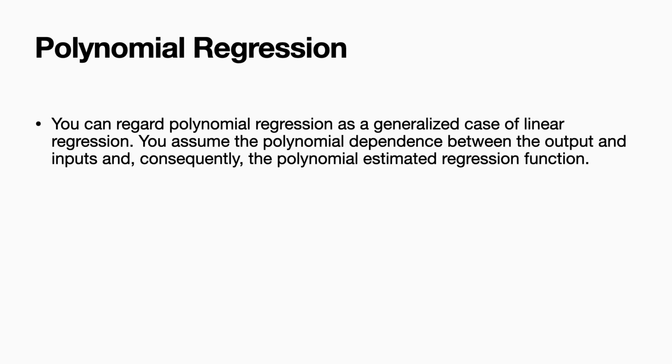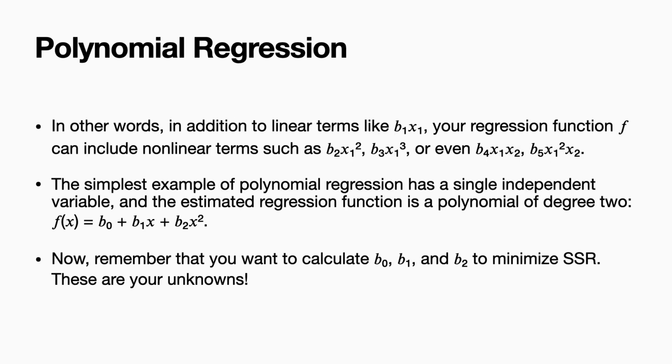You can regard polynomial regression as a generalized case of linear regression. You assume the polynomial dependence between the output and inputs and, consequently, the polynomial estimated regression function. In other words, in addition to linear terms like b₁x, your regression function can include nonlinear terms such as b₂x², b₃x³, or even b₄x₁x₂, b₅x₁²x₂.